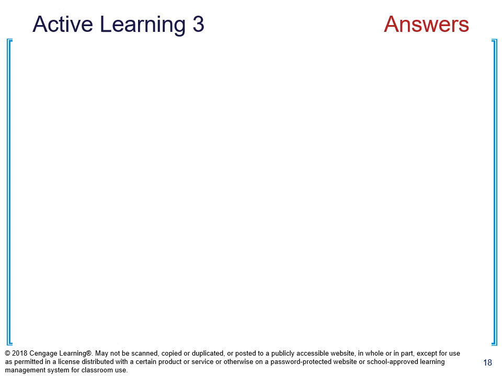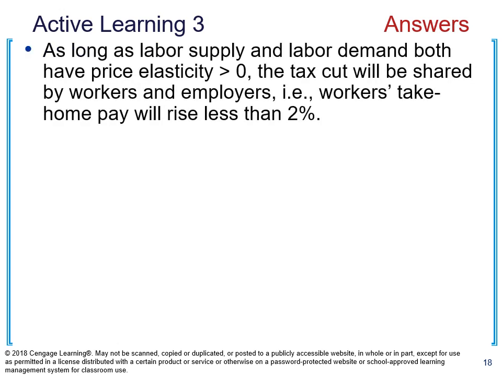Here are the answers. As long as the labor supply and the labor demand have some price elasticities, the tax cut will be shared by both workers and employers. Why? Remember that the incidence of the tax is shared by both sides of the market, regardless of which side of the market the tax is imposed on. Yes, that's something that we observed at the very beginning of the video lecture. So that applies also for the tax cut. So the tax cut will be shared by both sides of the market.